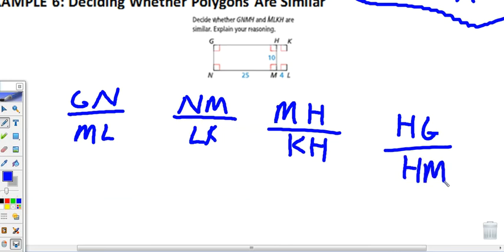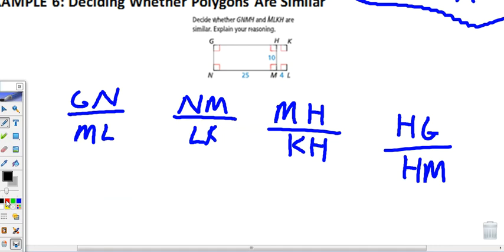Okay, here's what I'm trying to get at, kids. When they ask you, are figures similar, you want to show that the ratios of all sides are equal. And that can be kind of tough to do sometimes. But here's how we're going to do it. You ready? Guys, what's GN's distance?